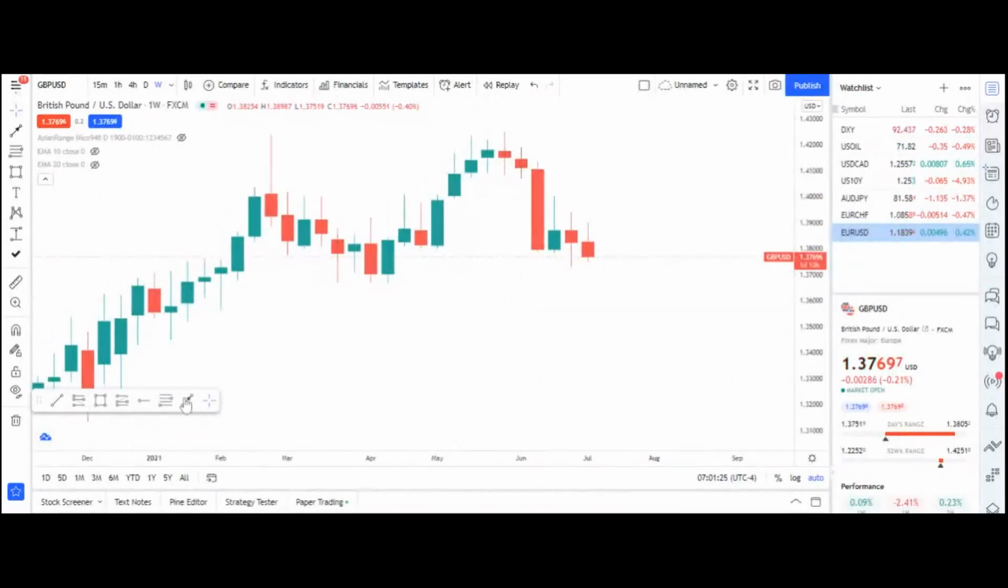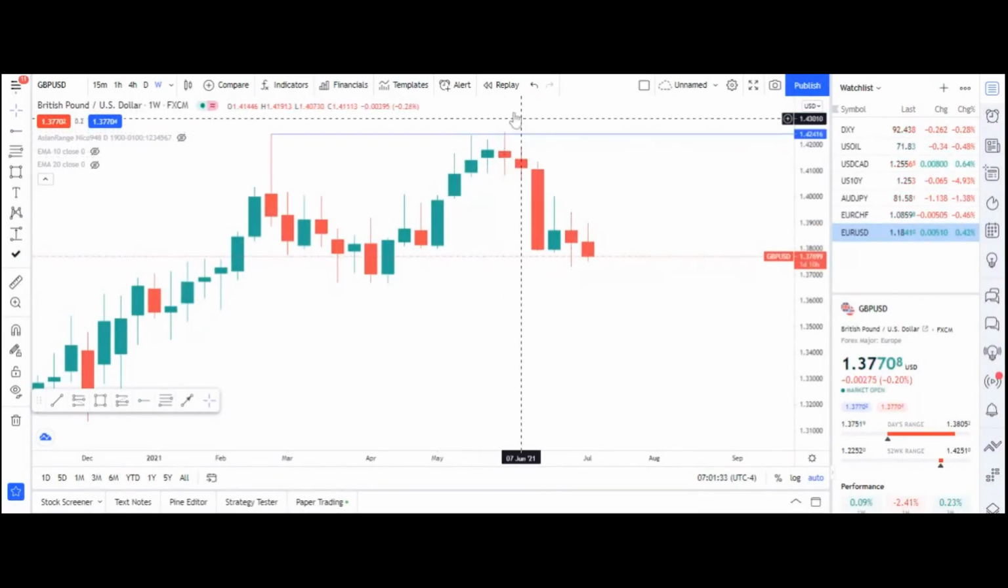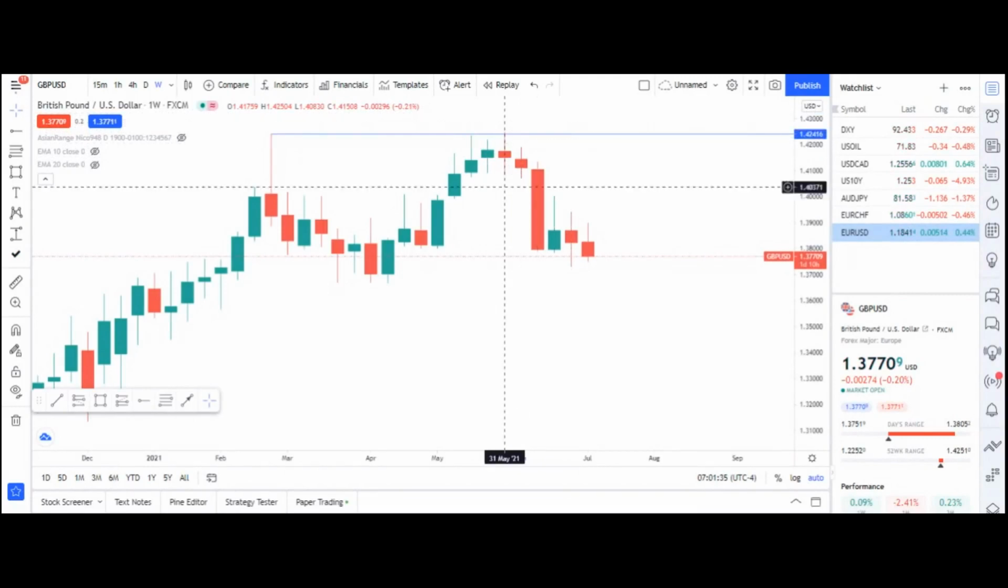You would agree with me that if I take this high, price only broke it by a few pips. Okay, look at it right there. Price only broke it by a few pips. So that's a new higher high.